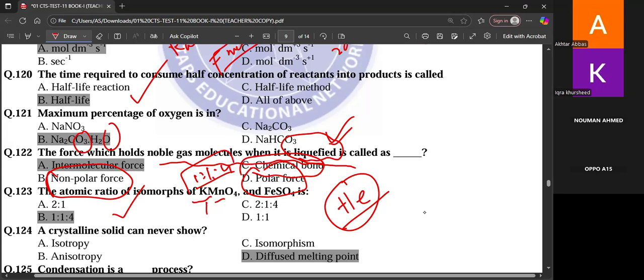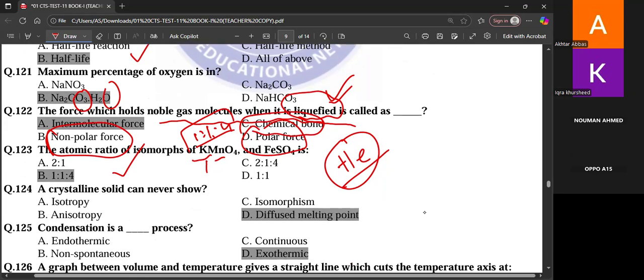Beta. A crystalline solid can never show... क्रिस्टलाइन सॉलिड का होता है बेटा sharp melting point, और इनका diffuse melting point नहीं होता. Diffuse का मतलब होता है कि कोई काम ज्यादा हो जाए, लेकिन crystalline solids have a sharp melting point, not diffuse. So we can say that delta. All other options: isotropy, yes. Crystalline shows isotropy and isomorphism, yes. So your best option is delta.